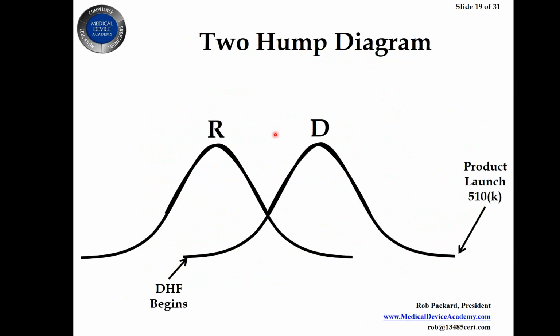What some companies will do, as I said before, though, is they'll wait until almost all the research is done, they've developed the product, and they're just about ready to approve all the outputs, all the specifications and drawings. And when they've gotten that far along, now they have a lot of work to retroactively put in their DHF, and they're much closer to the product launch.